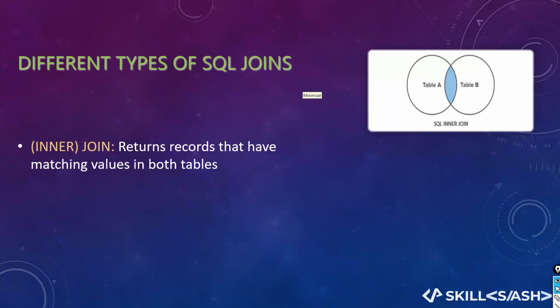Joins are only for RDBMS, because in RDBMS, like relational databases, each table is connected with each other. Without connection, you can't join anything.